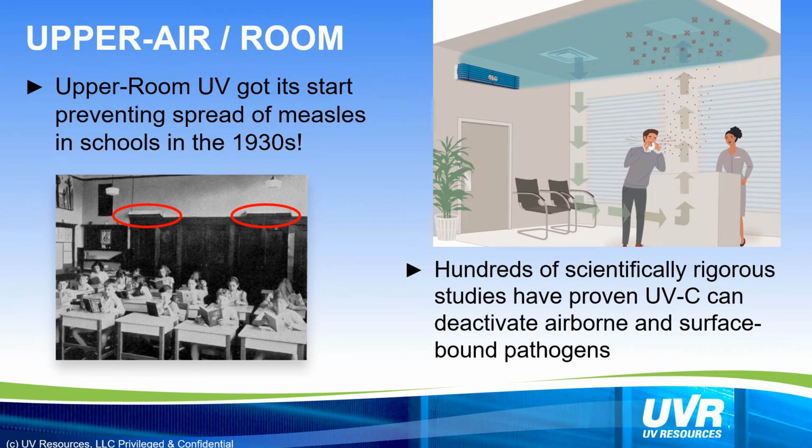One of the oldest applications of UVC for space infection control is upper room fixtures. In the 1930s, researchers installed upper room UV lamps in suburban Philadelphia day schools to combat the spread of measles. They then compared infection rates to schools without UVC. Schools that had the air sanitizing equipment experienced a 13% infection rate, compared with 53% for the population at large.